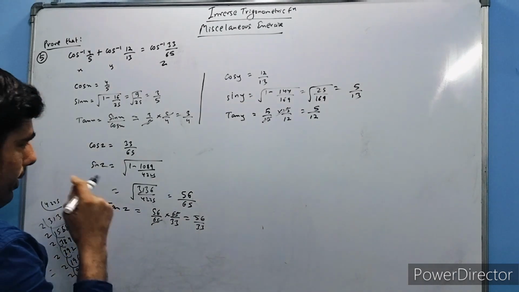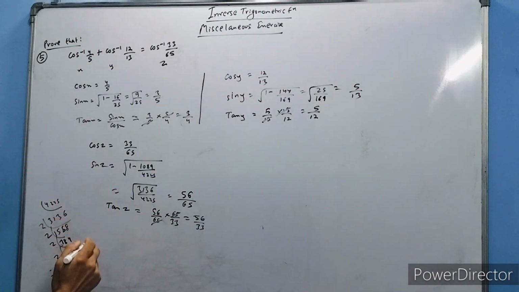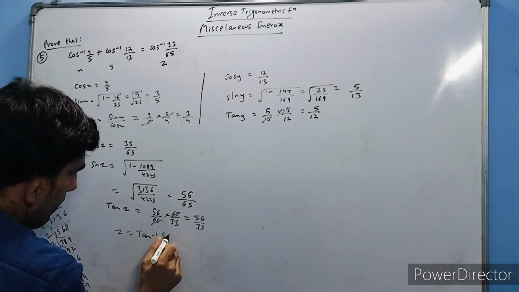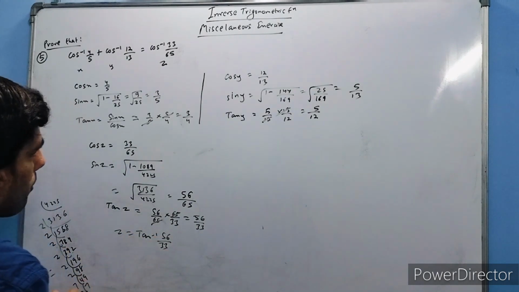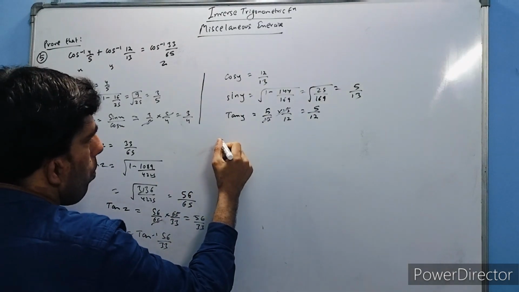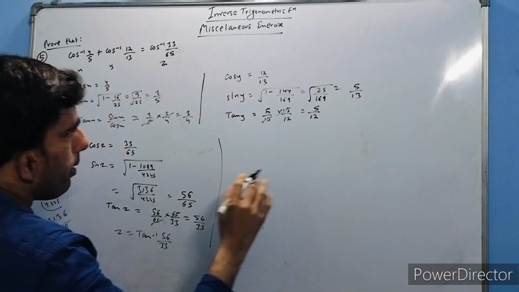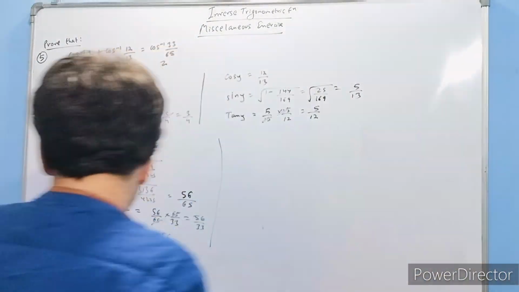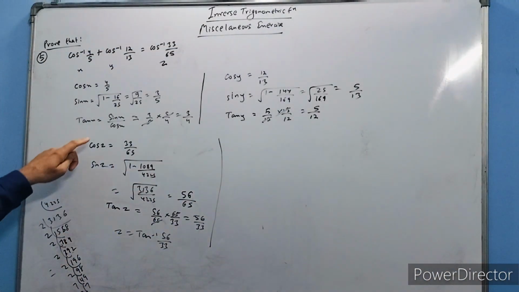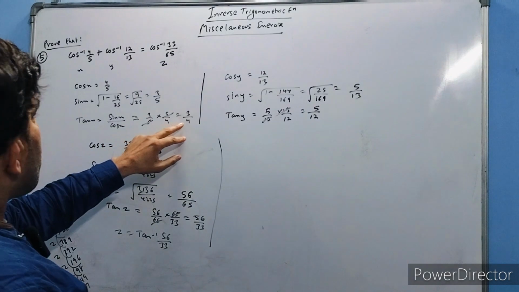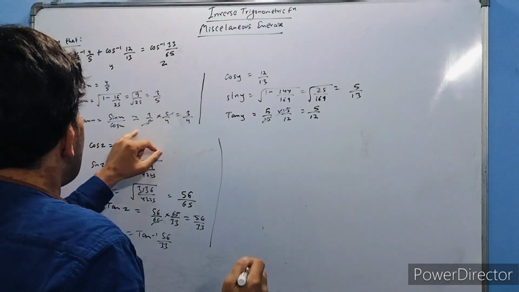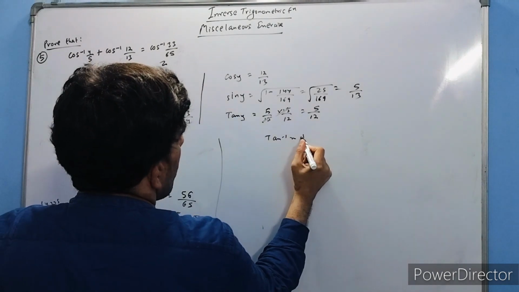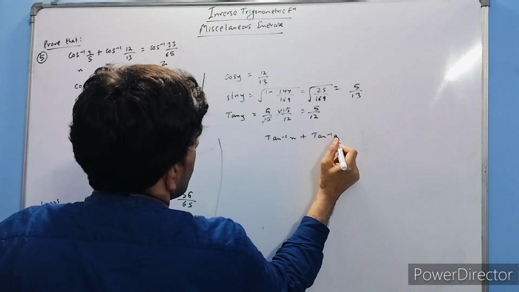So we can say this. Now we have got z here, that is tan inverse 56 upon 33. Now we'll try to solve it further. We have found this value and this. Now we can say that it is tan inverse x plus tan inverse y.